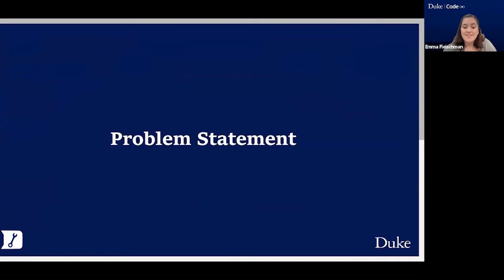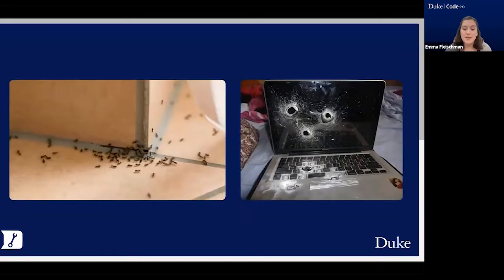Thanks, Isha. So around Duke's campus, people often encounter issues that require maintenance attention from various teams. For example, you might need the facilities management team to come help take care of ants that are in your dorm room. Or you might need the Office of Information Technology to help you fix your personal computer. But before you can get these issues addressed, you need to be able to report them to the appropriate groups.